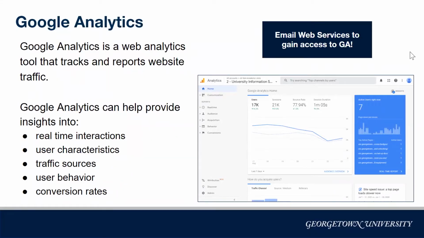So what even is Google Analytics? Well, to put it simply, Google Analytics is a web analytics tool that tracks and reports website traffic. There's a whole bunch of things you can do with Google Analytics, but to highlight a few things, Google Analytics can help provide insights into interactions that are happening real time on your site, some characteristics about your users, the different traffic sources your users are coming from, user behavior on your site, as well as conversion rates once you set up goals on your site.